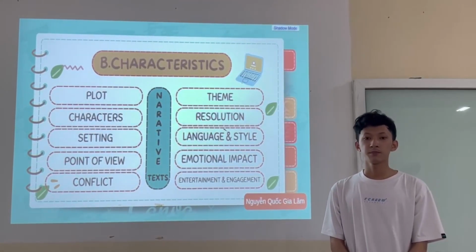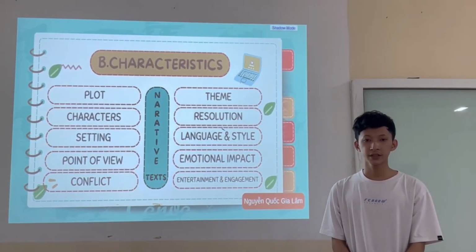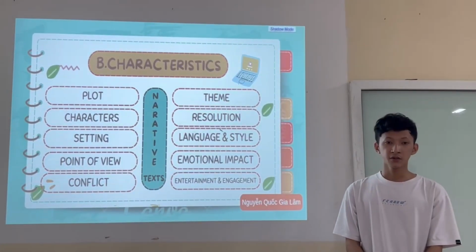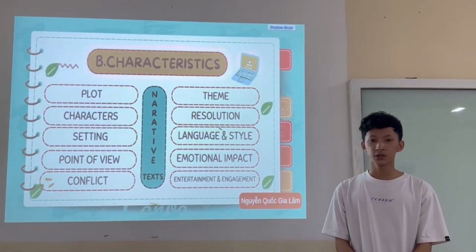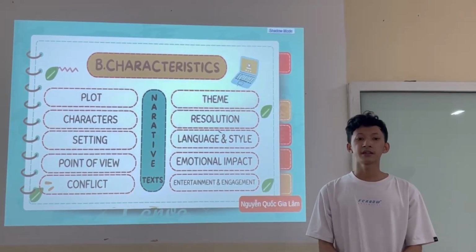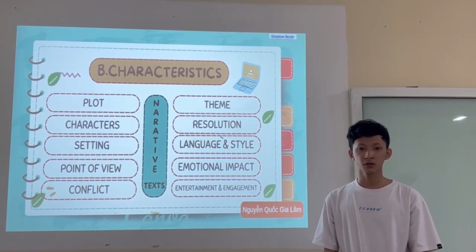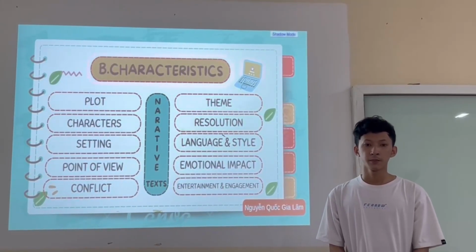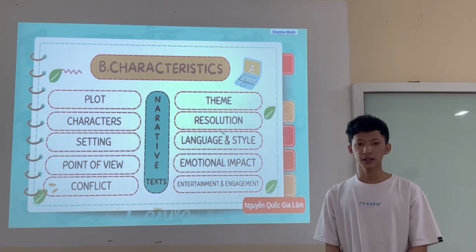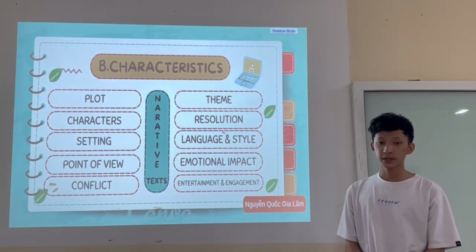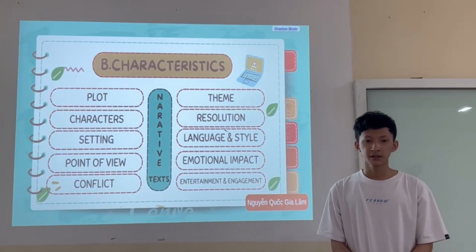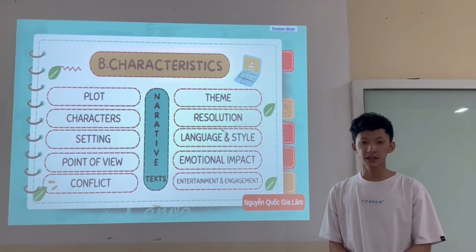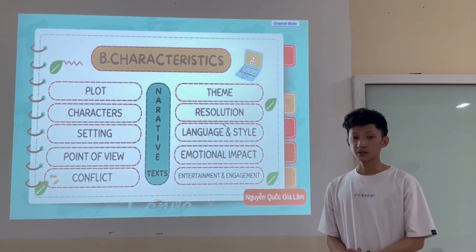Narrative texts often employ a universal theme or message about life, society, or human nature. And the next is the resolution. At the conclusion of the narrative, there is typically a resolution to the conflict and problems that the characters have faced. And the next is language style. The language used in narrative text can vary depending on the intended audience and genre.